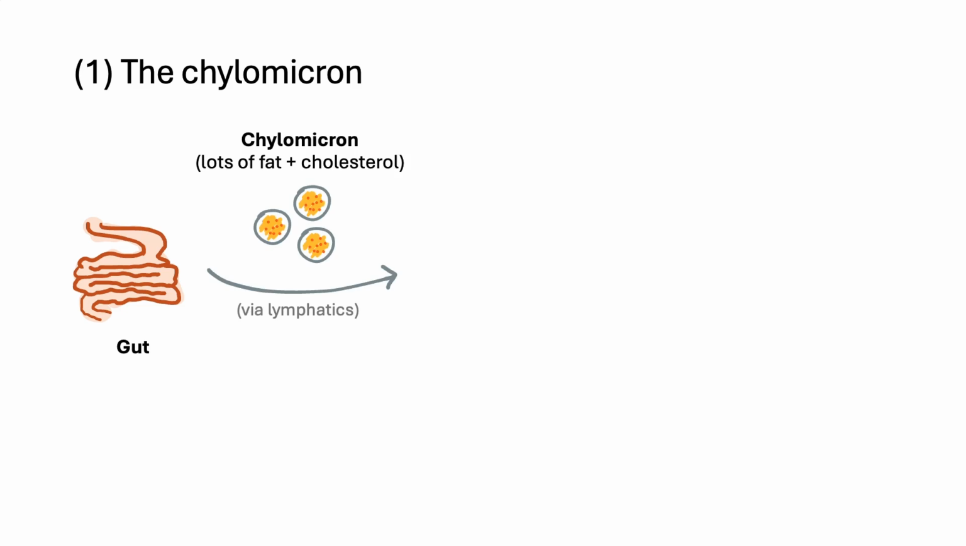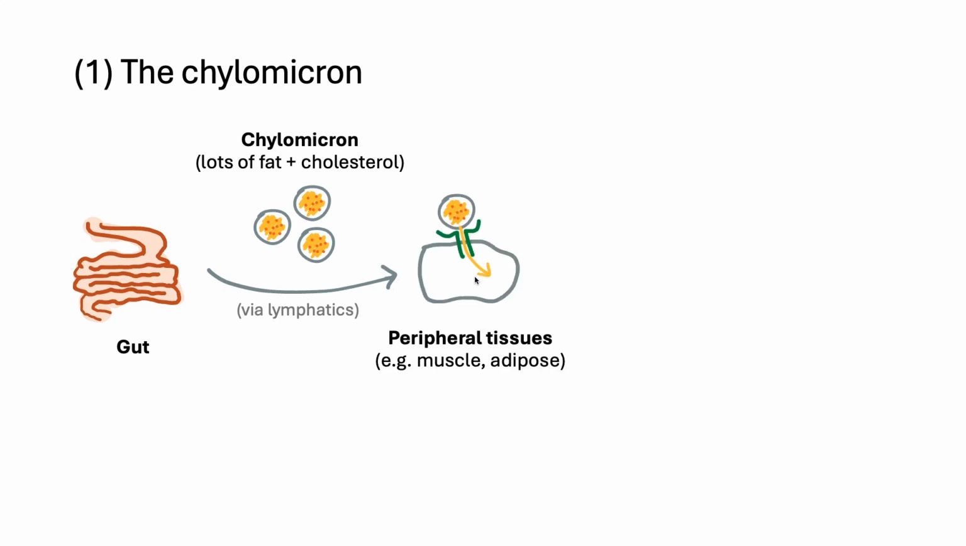Lipoprotein number 1, the chylomicron. We start our journey at the gut. So we've absorbed all our fat and cholesterol, and now we need to package it up and send it to the rest of the body. And so we package it up in the chylomicron. This is a lipoprotein containing lots of fat and cholesterol, and it will travel via the lymphatics to our peripheral tissues. So for example, our muscle tissue or our adipose tissue.